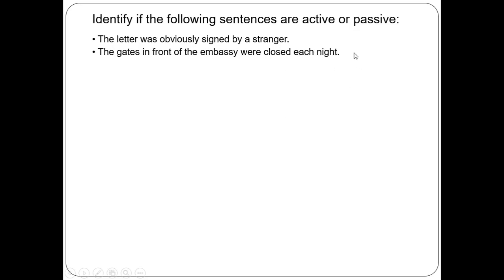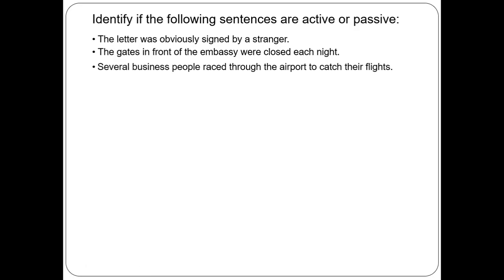And you don't see the subject over here. So there is no by phrase. It kind of makes you realize that in the passive voice, you're really emphasizing the object. In many cases, there's really no need to include the subject in the sentence because the subject is not important anymore. It's not important who does the closing. You're just emphasizing that the gates in front of the embassy were closed each night.